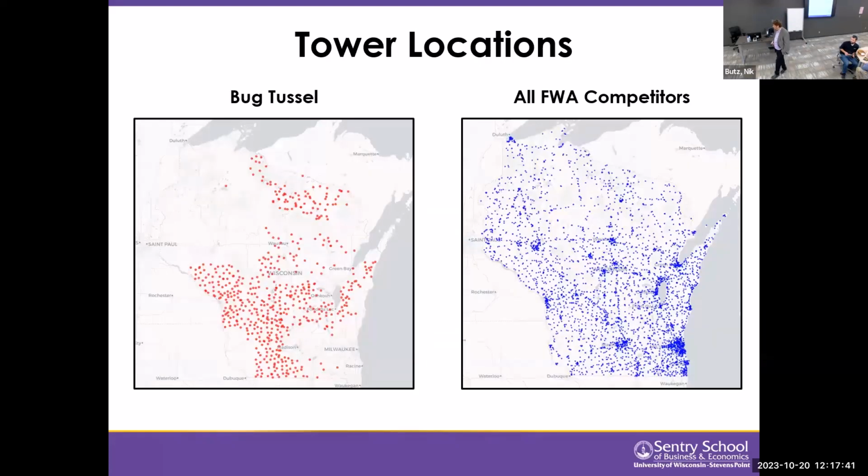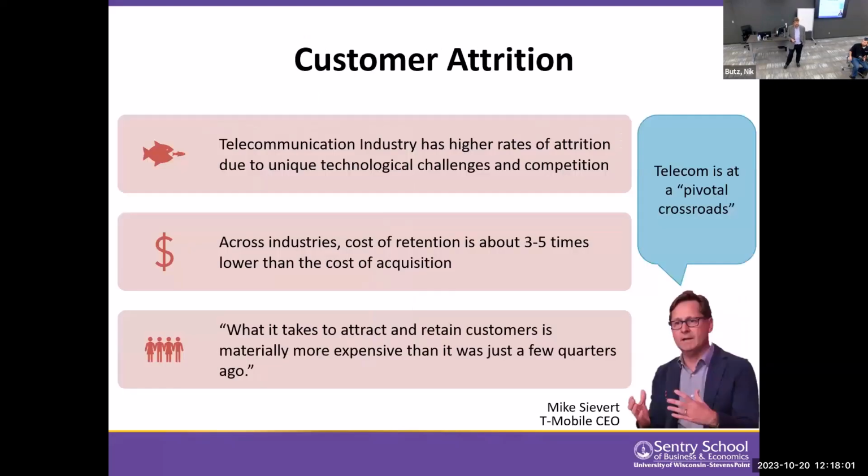These are some of the locations for Bug Tussel on their towers in red there. Again, you can see they're in rural areas. They're not really in Madison or Milwaukee per se. And if you look on the right at the blue, you can see that they have a fair amount of competition also from other fixed wireless access providers.